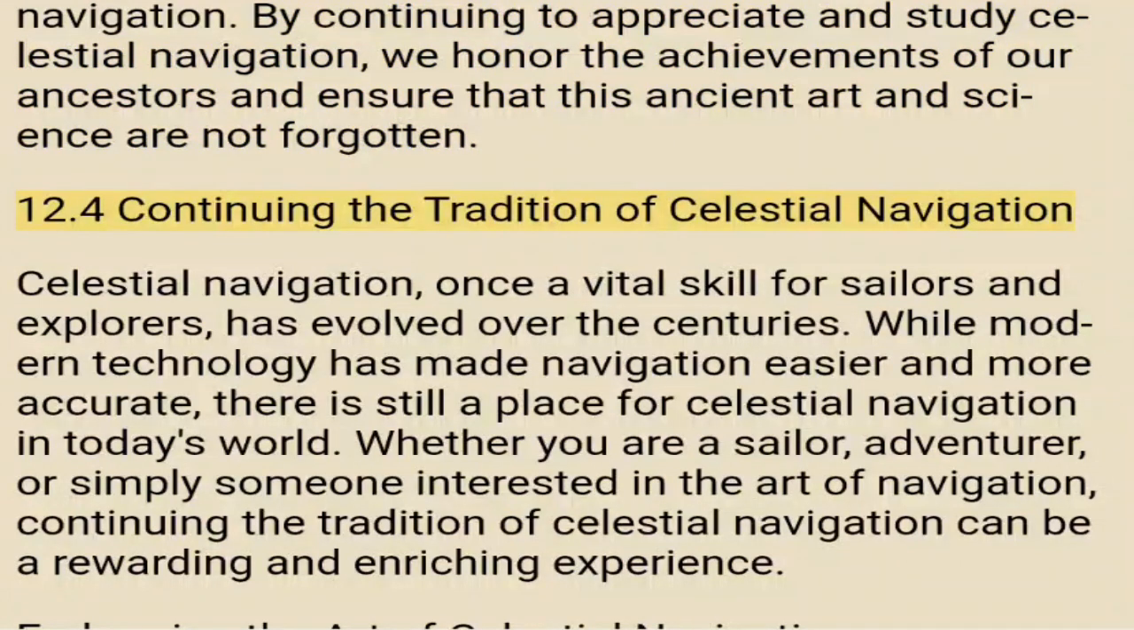12.4 Continuing the tradition of celestial navigation. Celestial navigation, once a vital skill for sailors and explorers, has evolved over the centuries. While modern technology has made navigation easier and more accurate, there is still a place for celestial navigation in today's world. Whether you are a sailor, adventurer, or simply someone interested in the art of navigation, continuing the tradition of celestial navigation can be a rewarding and enriching experience.